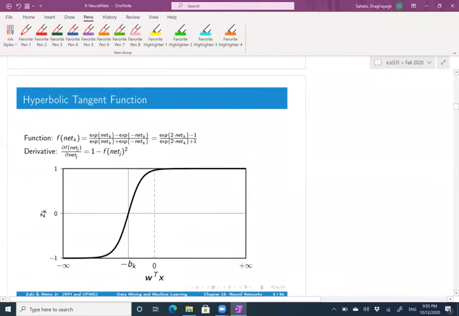So another function that is also used a lot is the hyperbolic tangent function, or tanh.